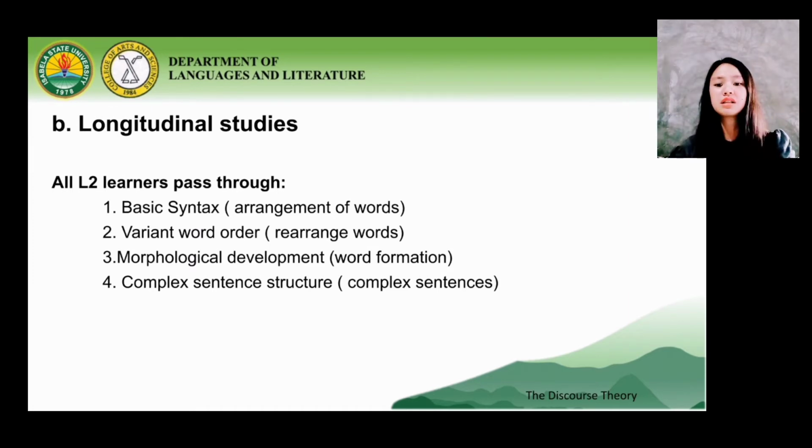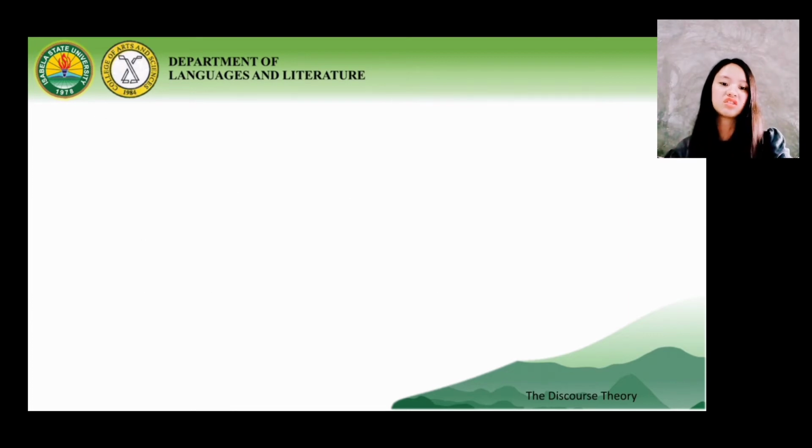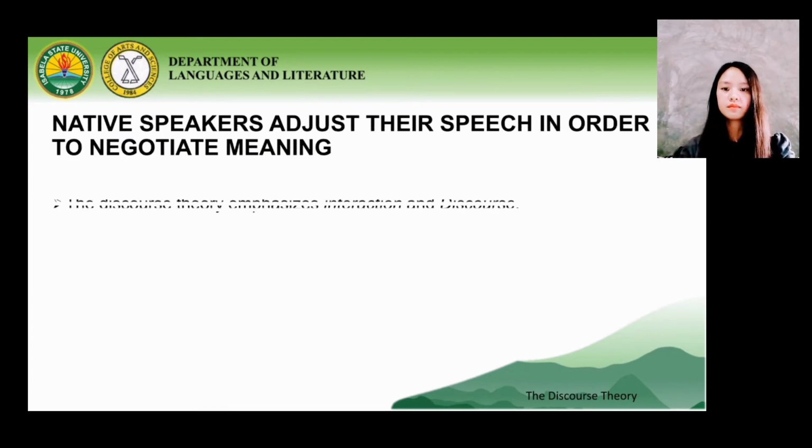So what is basic syntax? When we say basic syntax, guys, it is the arrangement of words. And what is variant word order? So variant word order is rearranging words. And morphological development is what we call word formation. I know that you are already aware of this. And lastly, complex sentence structure.